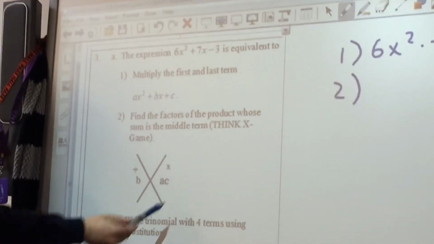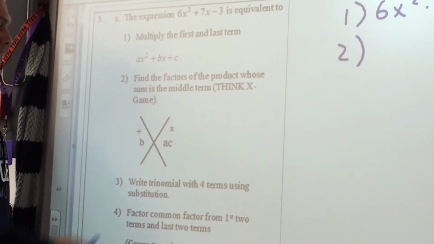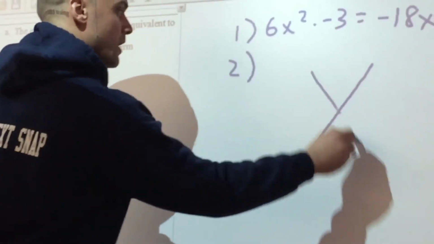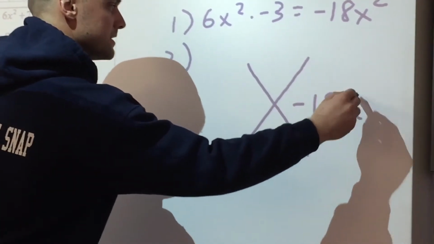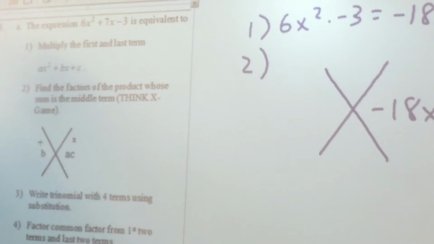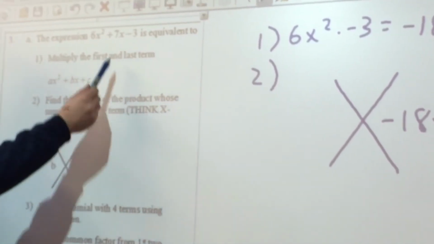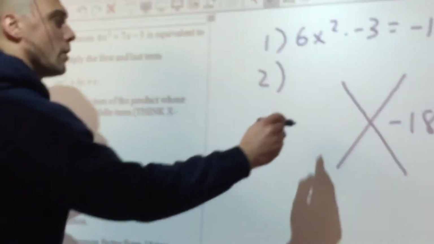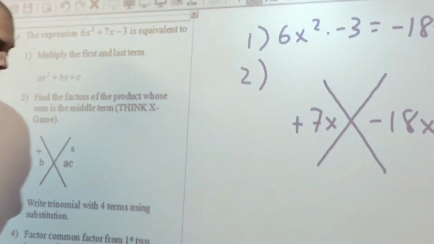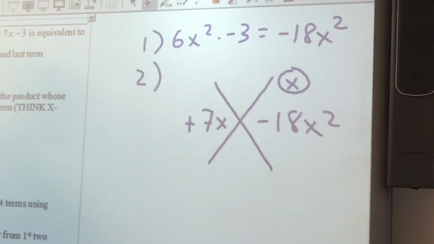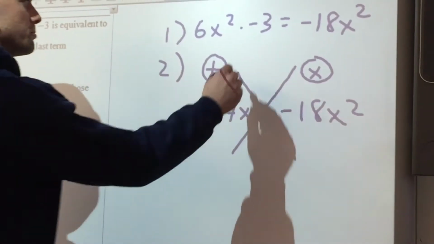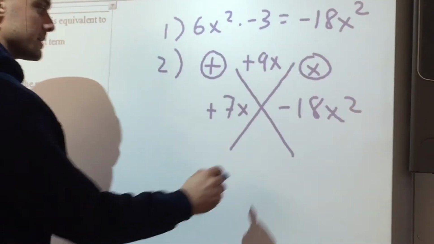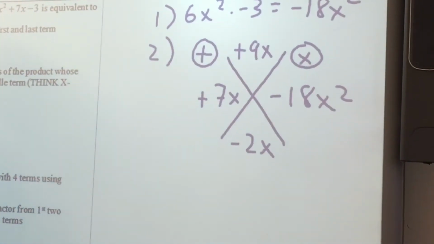The second step is going to be just like x again. So we have that set up here. On the right side, we put what we got in step 1, negative 18x squared. And then on the left side is the middle term. So the middle term from the original expression was plus 7x. Now I want to figure out what multiplies to negative 18x squared and adds up to 7x. So that's going to be plus 9x minus 2x.